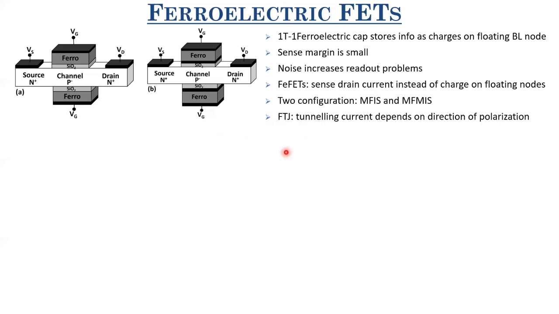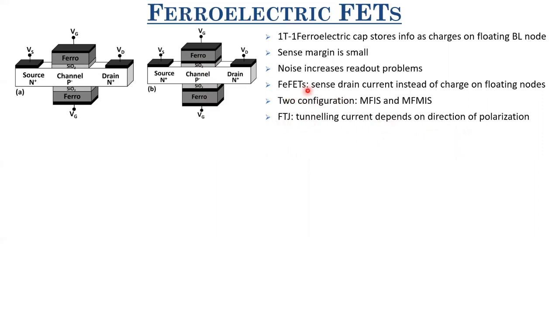And there is yet another form of ferroelectric memory, which is called the FTJ, or ferroelectric tunnel junction. In that, this ferroelectric material is used as a tunneling junction between two electrodes. The tunneling current actually depends upon the direction of polarization of this ferroelectric material. So by sensing that tunneling current, you can judge the direction of polarization. So in FTJ, you are sensing the tunneling current.